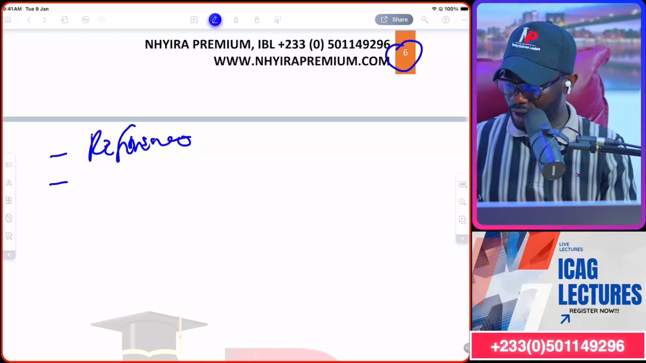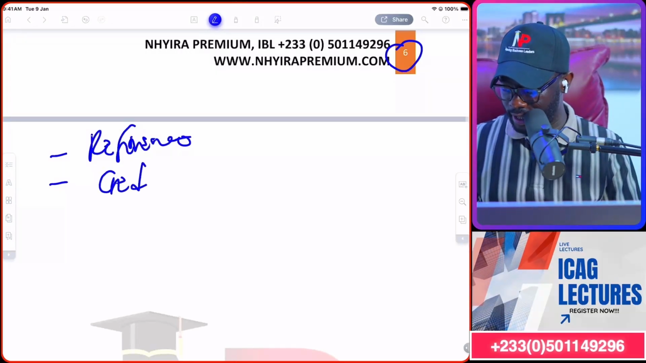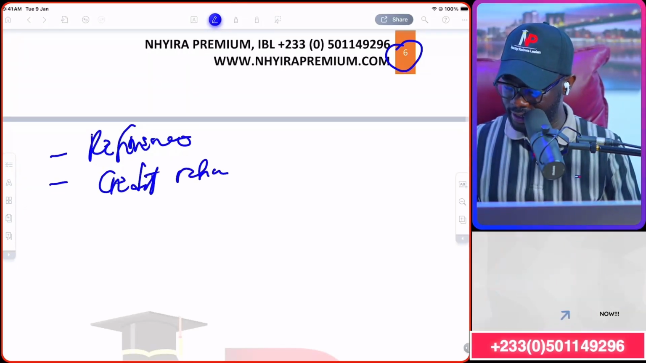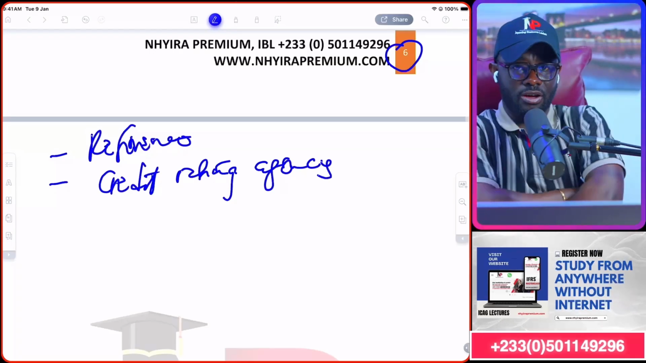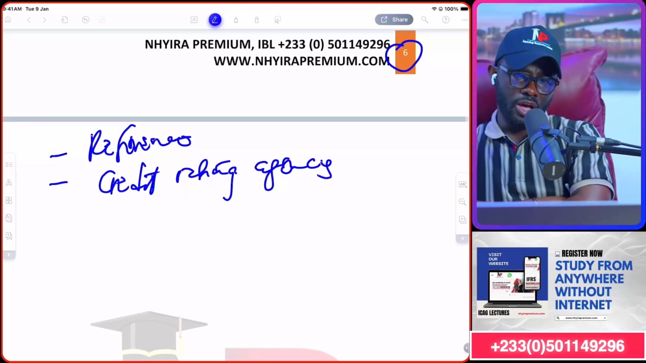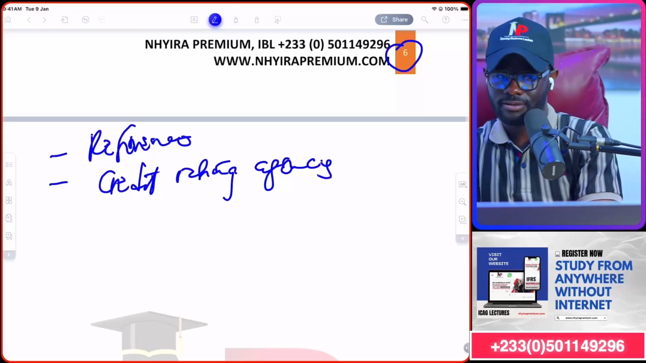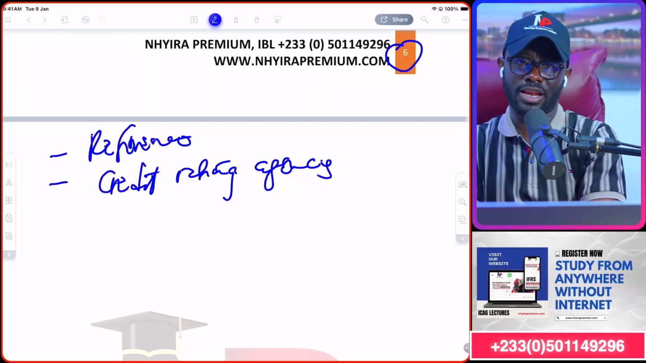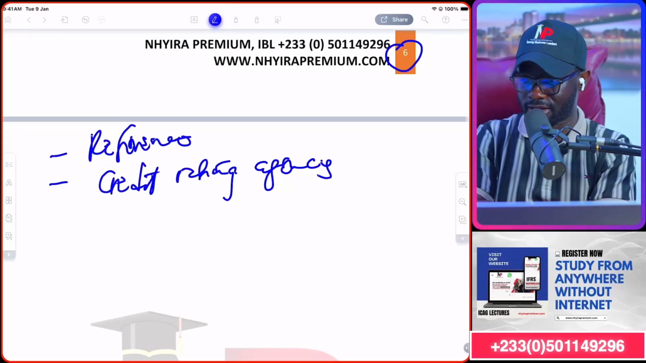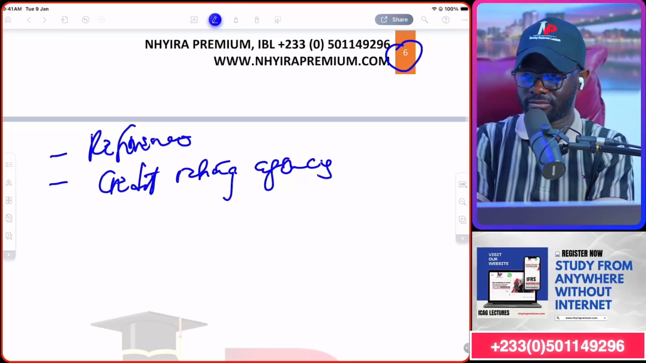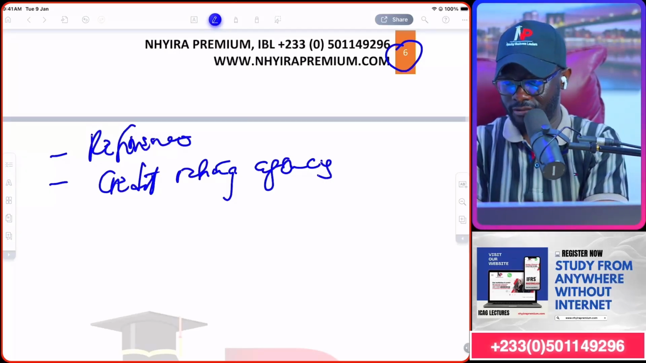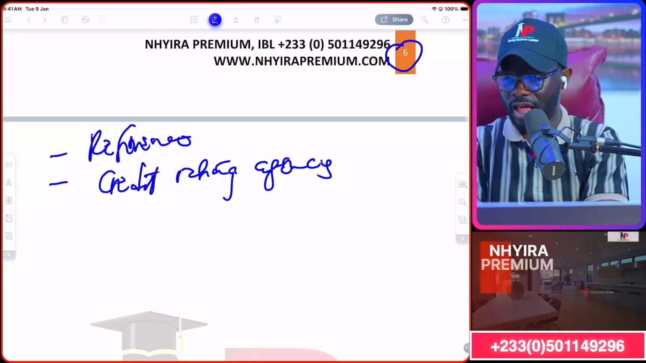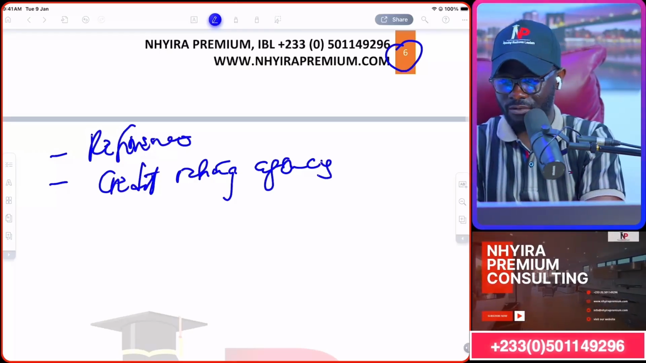Number two, we can also use credit rating agencies to assess the creditworthiness of a customer. So if the details of the customer are in the rating agency, then we can assess the risk profile of the customer in respect of that. So credit rating can be used in that regard. And normally this will be for large companies that we are looking at.